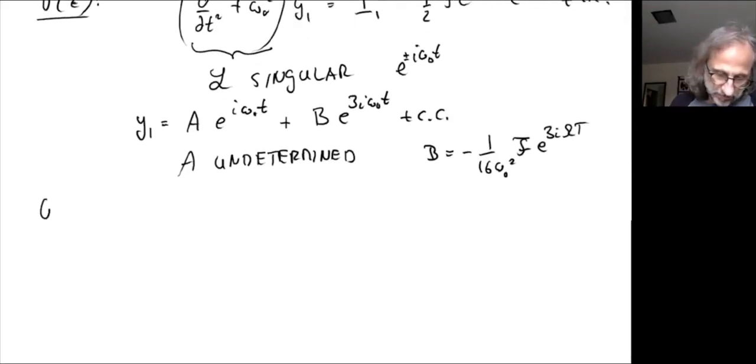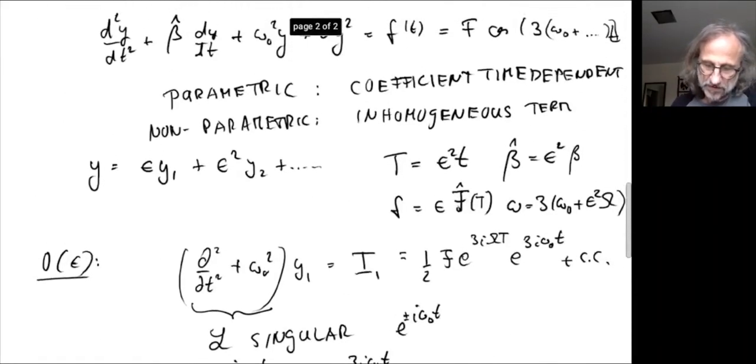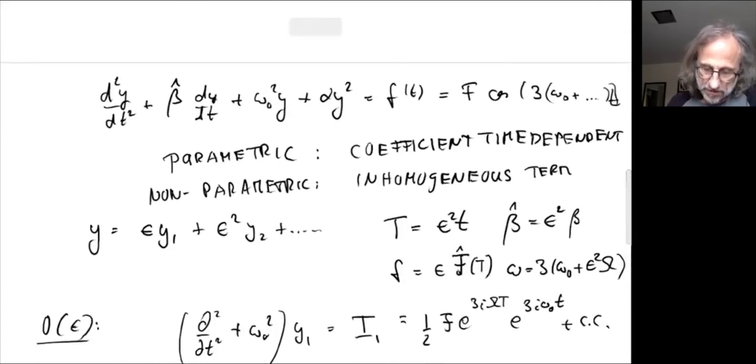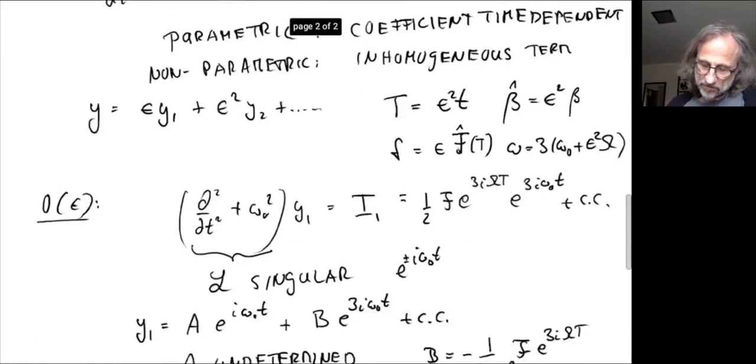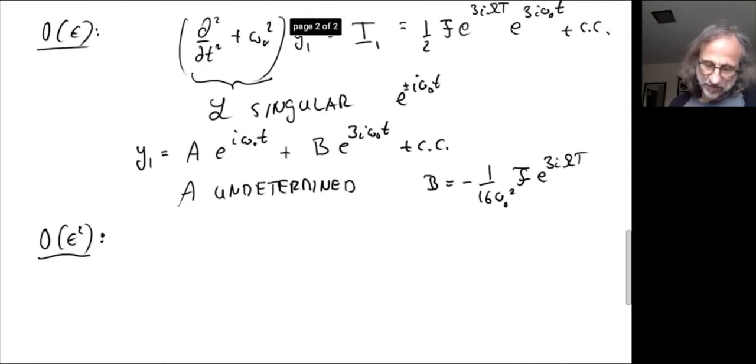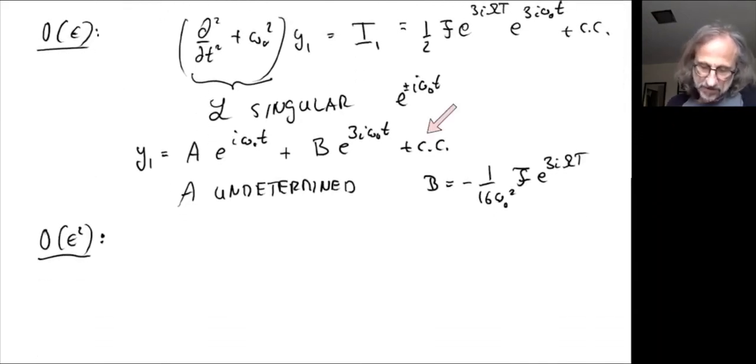Order epsilon squared, what happens? Of course, we get the linear operator acting on y2. This term is not there yet, but we get something from y squared, which is y1 squared. So we have to look at what happens when we square y1. We have nothing on the right-hand side because f is really only order epsilon. There are no additional terms. We only have to look at y squared. And what does y squared do? Well, that's why the algebra becomes sort of unpleasant. You have to square this object.